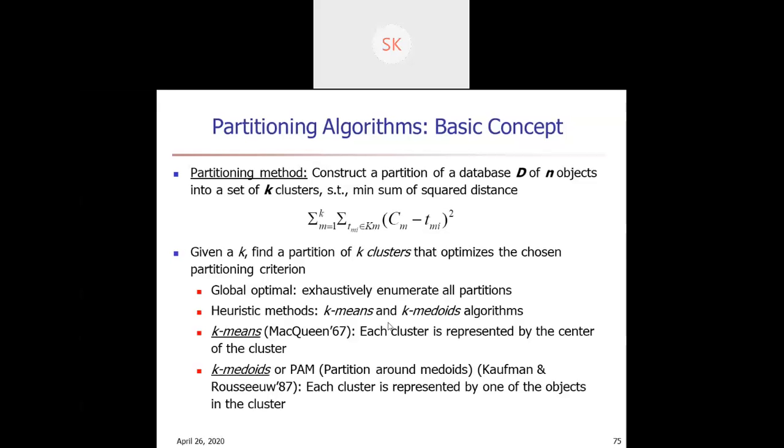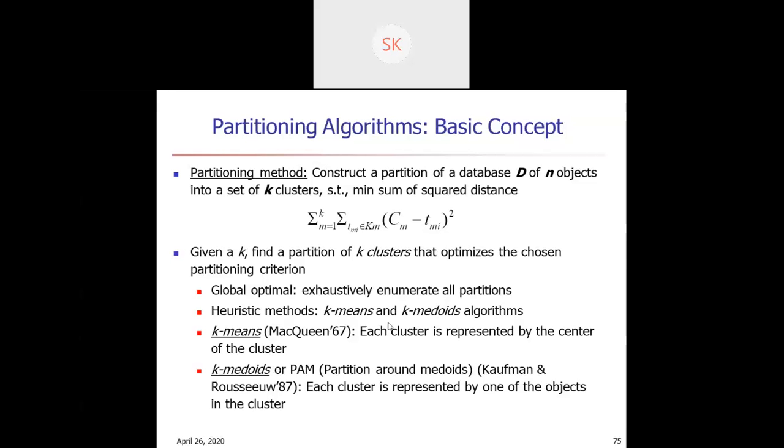First is K-means. K-means is presented by McQueen in 1967. Each cluster is represented by the center of the cluster. Here each cluster is represented by the center of that cluster. That is K-means. Next is K-medoid, or also termed as partition around medoids.